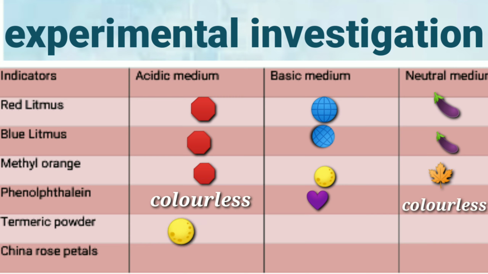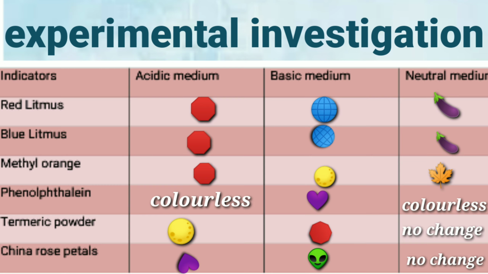Turmeric powder remains yellow in the acidic medium, turns red in basic medium, and there is no change in color in neutral medium. Now come to China rose petals. It turns dark pink in the acidic medium, green in basic medium, and no change in color in the neutral medium.